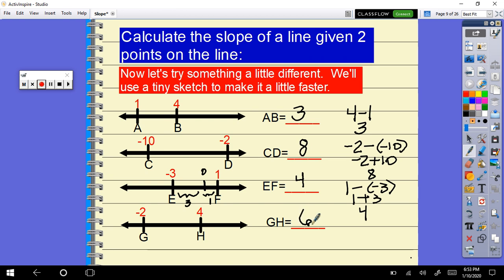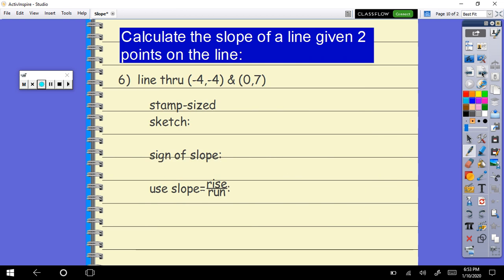Okay, if you can do those kinds of quick calculations in your head, the next way of finding slope, which is the way I always do it in all my classes, is going to go really, really quickly. Now, one thing that we're going to do is little tiny sketches. I always call these stamp size sketches, because I want to get you to the idea that you don't have to draw a big old sketch to know what's going on.